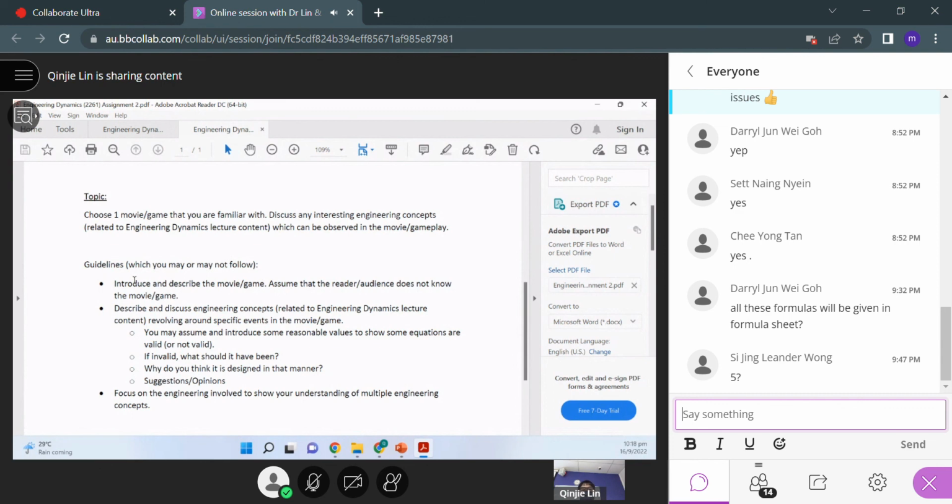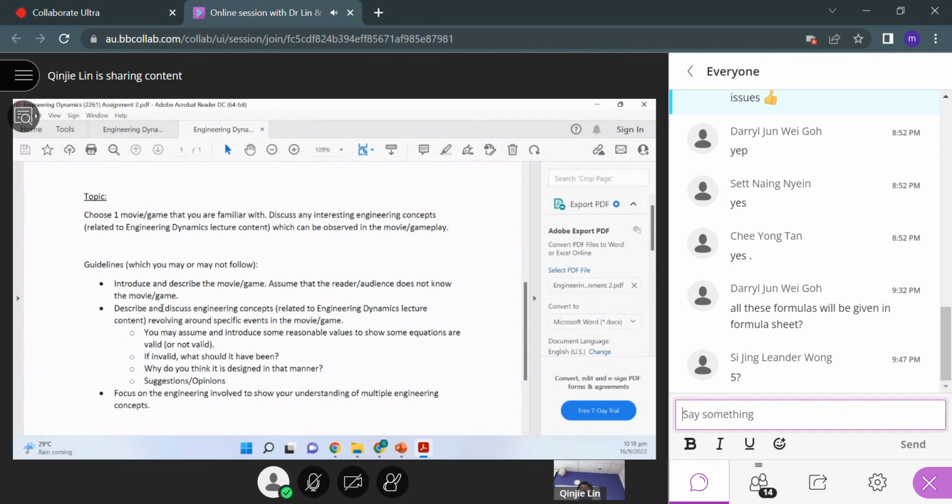Okay, so as a standard, you introduce and describe the movie. You assume that the reader does not know the movie. So maybe the first 2 pages describe it. You can have screenshots to describe what the movie is about. Then, for the rest of the report, you take certain scenarios in the movie to talk about the concepts inside. Today we only learn velocity and acceleration. Next time we will learn momentum, force, all this.